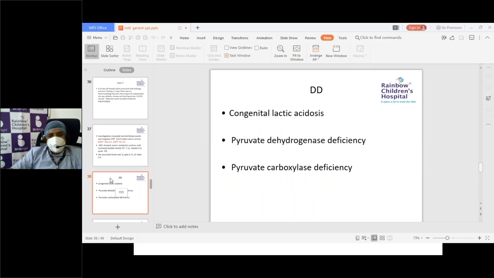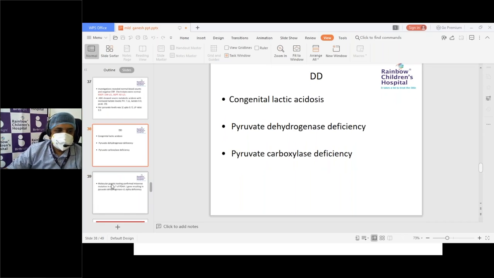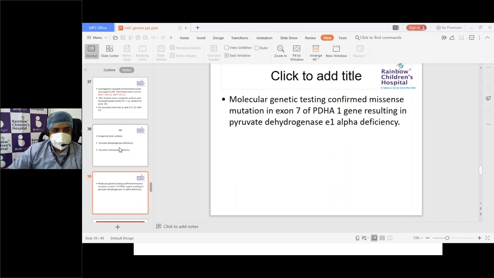So with this, the probable differential diagnosis that was considered was a congenital lactic acidosis, or it could be a disorder in the pyruvate metabolism. As I have said earlier, with very, very high lactate levels which are out of proportion, always one should think in terms of disorders in the pyruvate metabolism, disorders of the electron transport chain, or mitochondrial disorders. So we thought of pyruvate dehydrogenase deficiency, and the molecular gene testing for this baby confirmed a missense mutation in exon 7 of the PDHA1 gene, again confirming the pyruvate dehydrogenase deficiency.